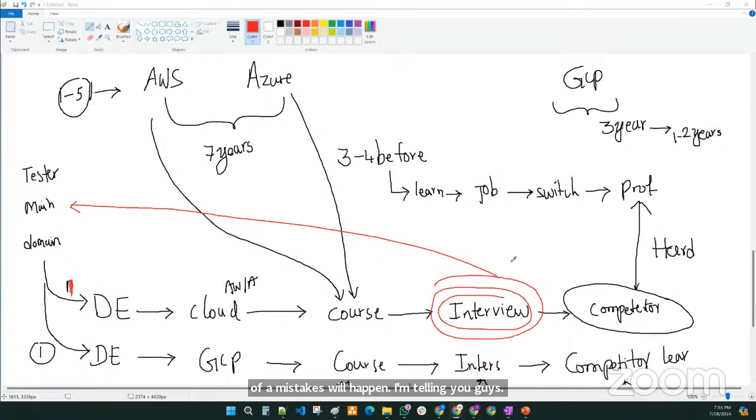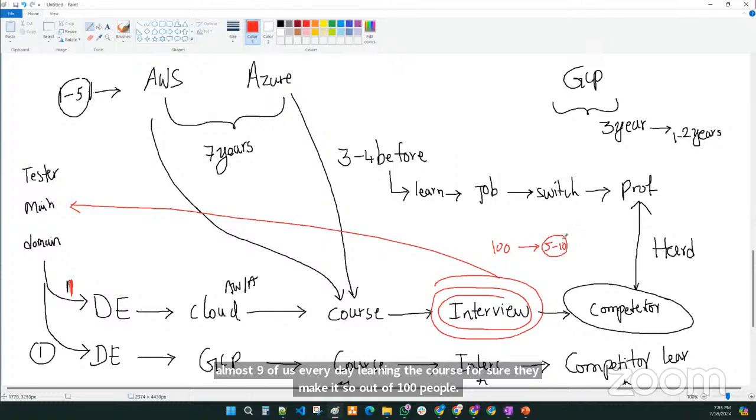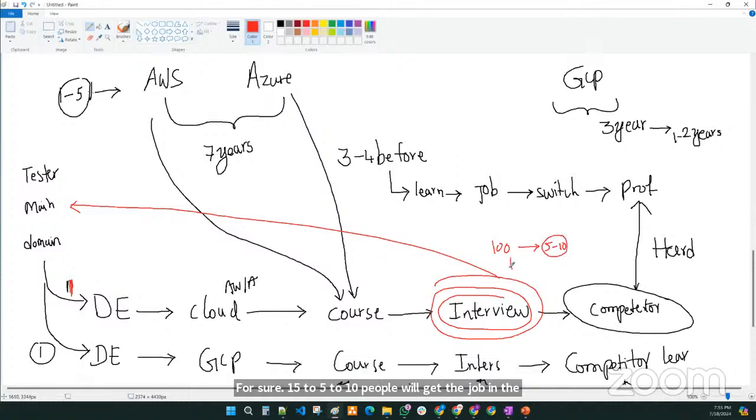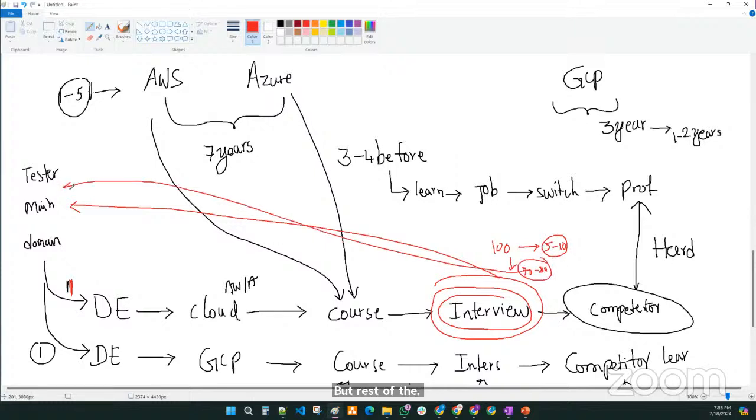You are ready to learn a course, but you choose the wrong course, because even though you have a very good interest, there are people who put in almost 9 hours every day learning the course. For sure, out of 100 people, 5 to 10 people will get the job in AWS and Azure also. But the rest, 70 to 80% of the people, go back to their previous job. They spent a lot of money and put in a lot of effort, but they go back because they have not taken a proper decision.